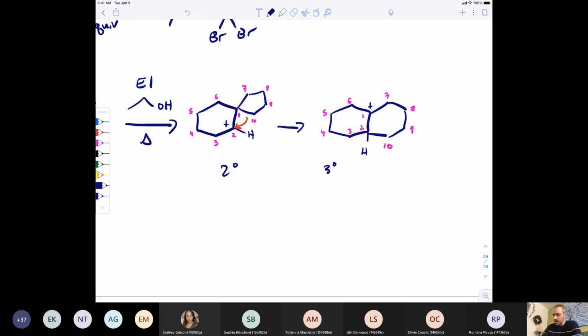Lastly, we want to finish this off, and remember we said it was E1, so we need to take off the beta hydrogen at this time. There's 3 beta carbons. There's one here, and one here. The hydrogen that's already drawn is the best one. It's going to give the most stable alkene.